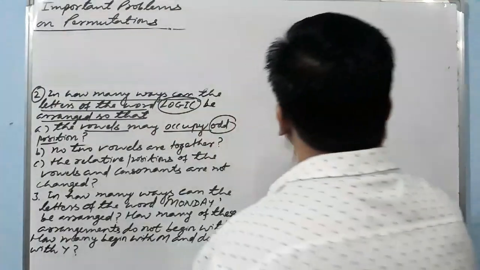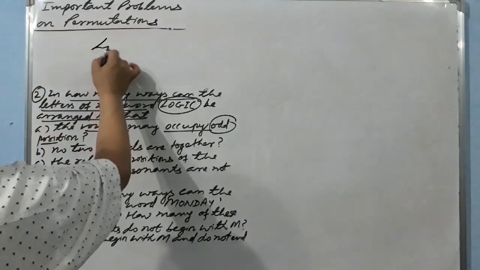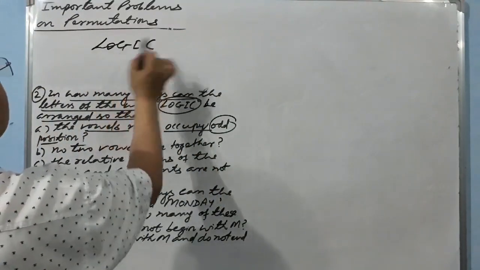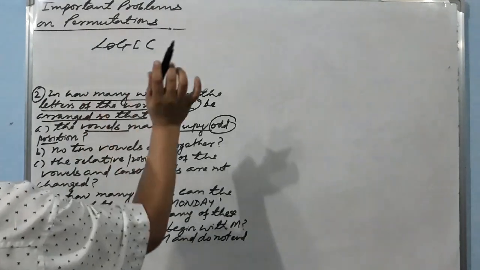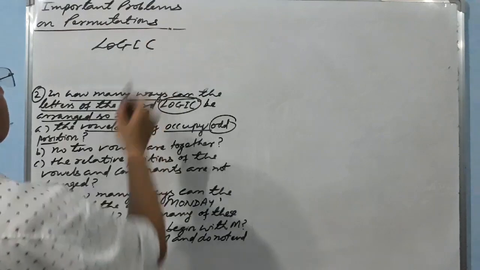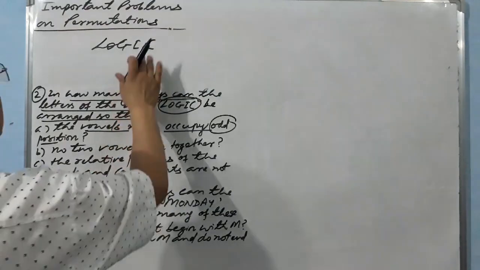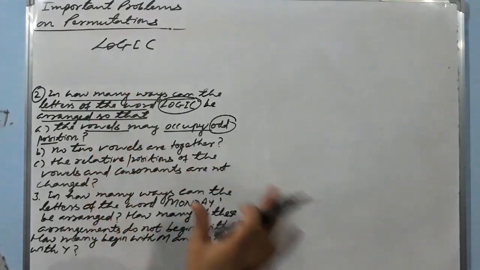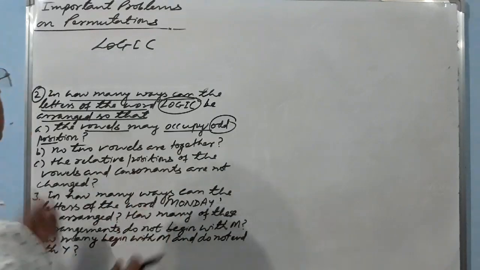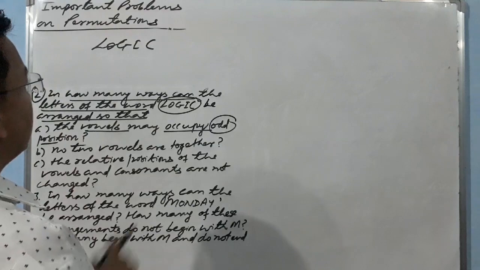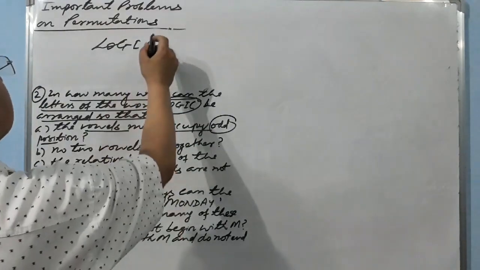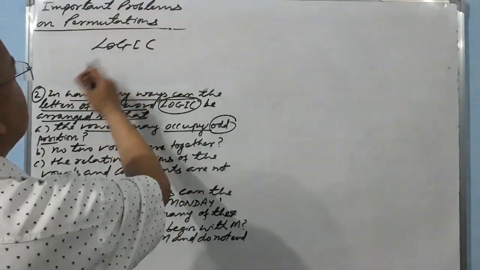Let's see. Let me write the word logic here. If I write it here, then I can't get space there to write down the remaining portions of this question's answer. This is the word logic. Let's give numbers to the letters of logic from the left side. It doesn't matter, you may even give from the right side or left side, it doesn't matter. So I'm going from right to left.